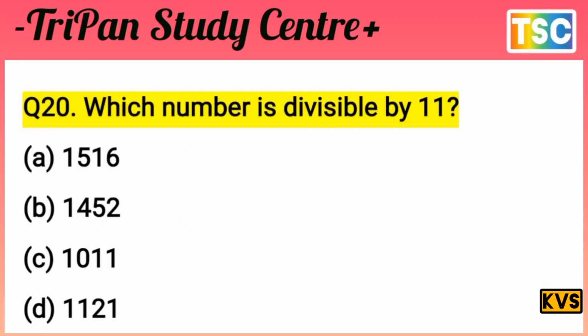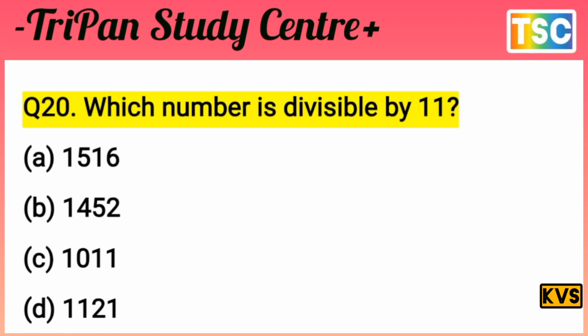The question here is: which number is divisible by 11? Come on, check your knowledge and open your textbook and solve this question. That's an important and easy question. Which number is divisible by 11? The options are: A, 1516; B, 1452; C, 1011; and D, 1121. That's the important part. You must have a thought of your answer.